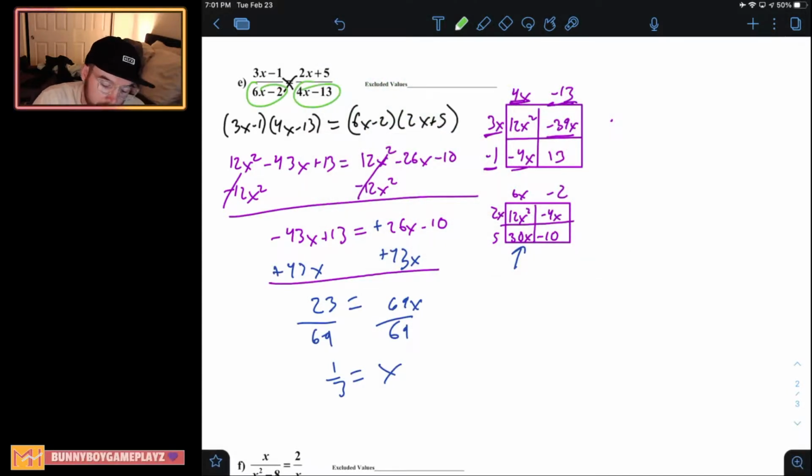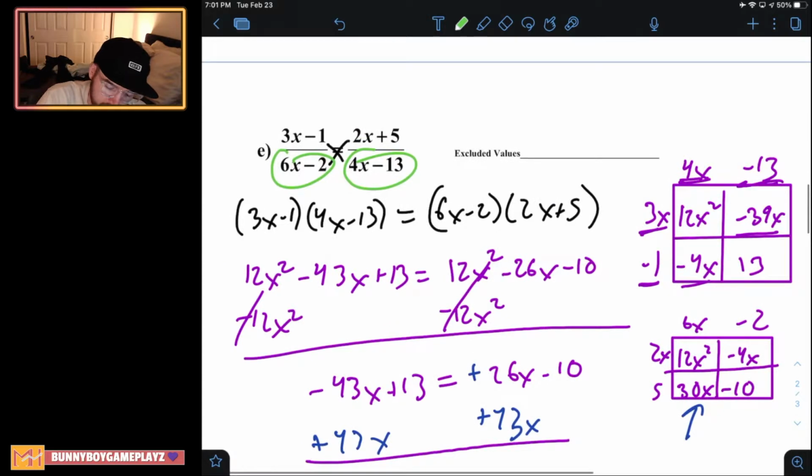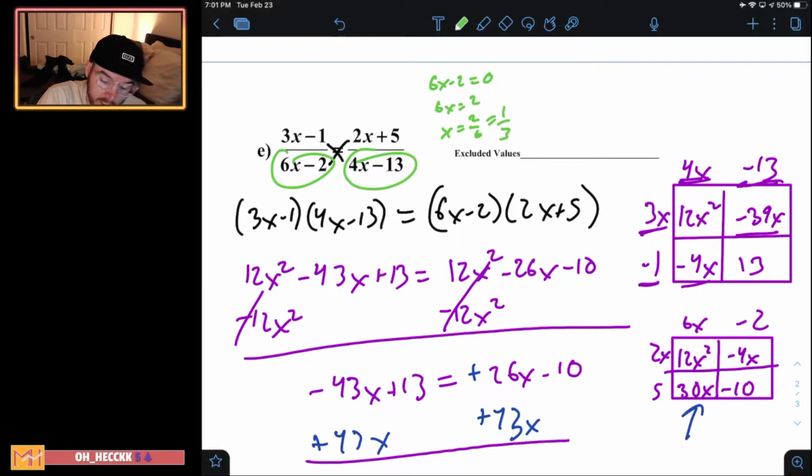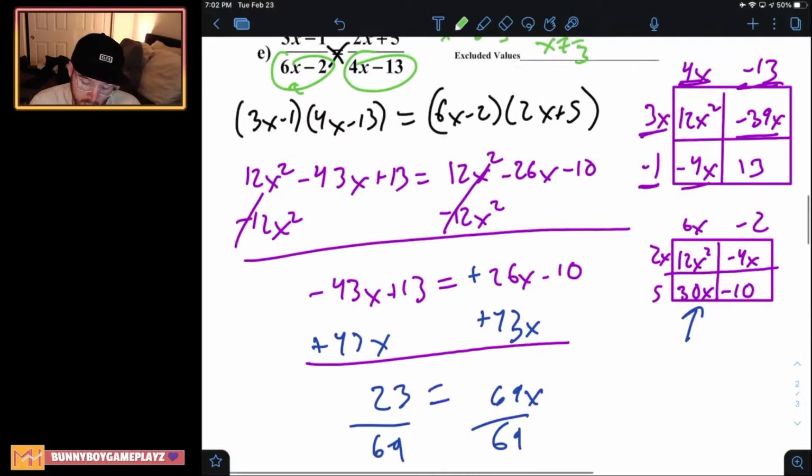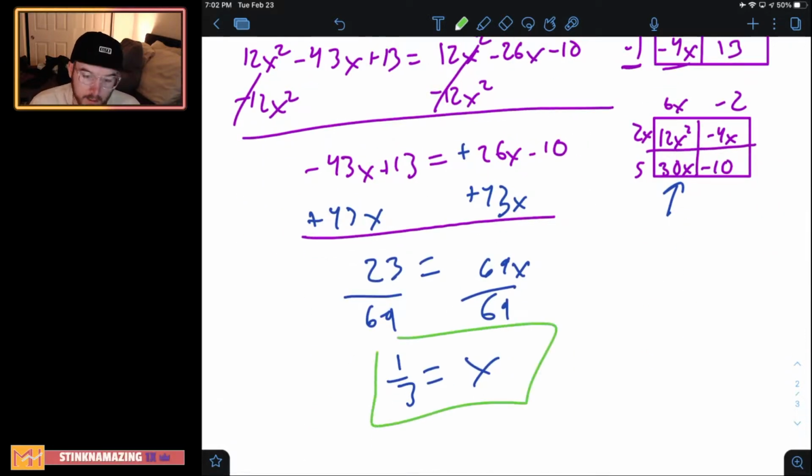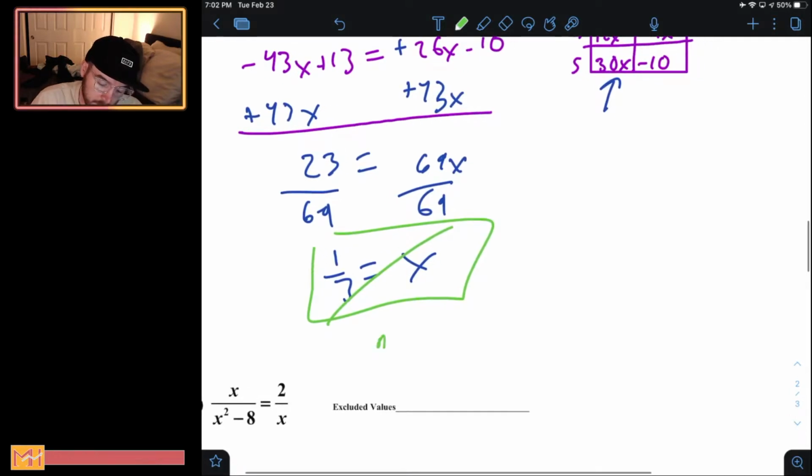The excluded values might be a little less obvious. 6x minus 2 equals 0. What is excluded here is 1/3. 1/3 is excluded. Look at that. If I plug in 1/3, what's 1/3 of 6? 2. And 2 minus 2 is 0. So actually, that is excluded, and we have no solution.